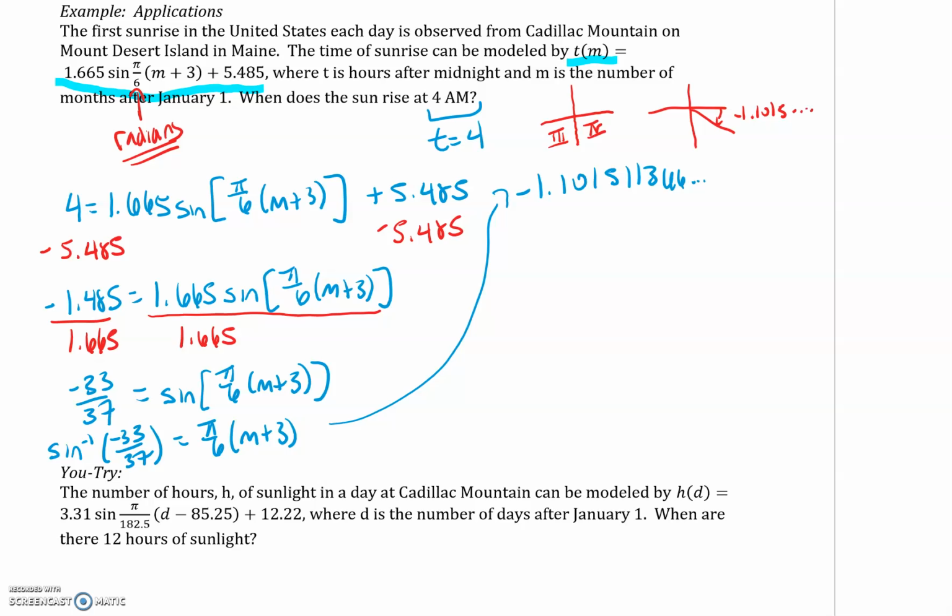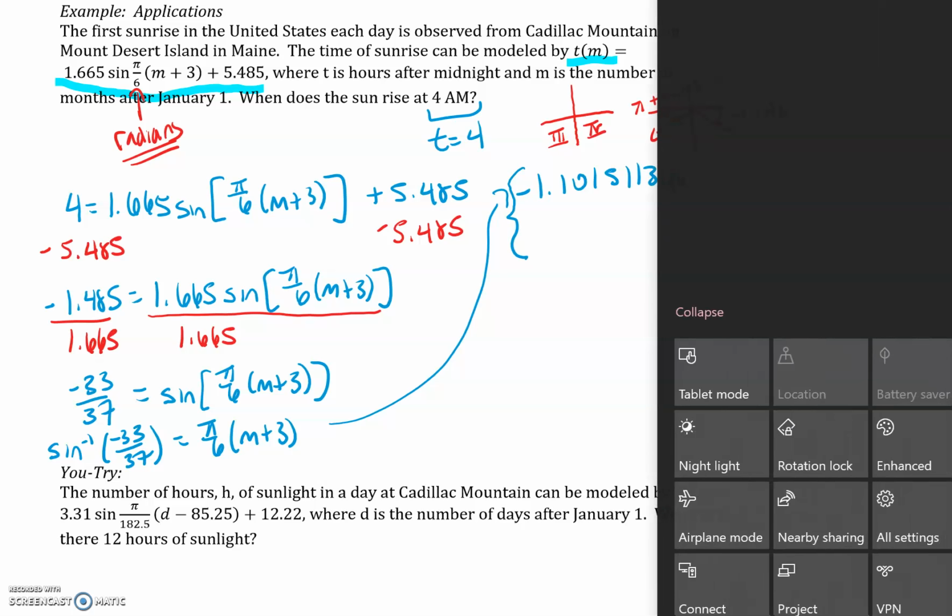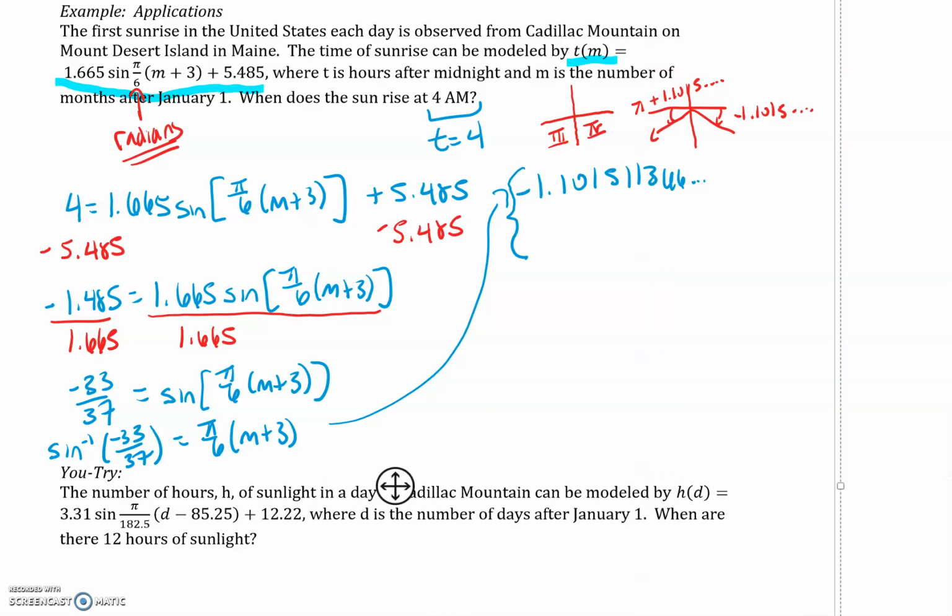So its reflection in the third quadrant would basically be pi plus 1.1015, etc., because we want to add that on to that 180. So there's actually two possible answers to inverse sine of negative 33 over 37 because, if you're thinking about one period, how often we get the same y value, it's going to be twice.